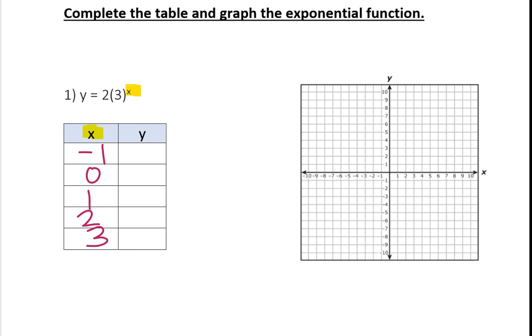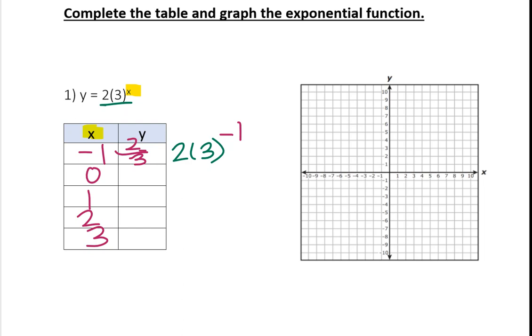So for this first x value, I'm going to keep this part of the equation, 2 in parentheses. Then I'm going to raise it to the negative 1 power because that's my x value. Okay, I'm going to plug that into my calculator, and when I do that, I get a y value of 2/3. Now 2/3 is approximately 0.67 as a decimal.